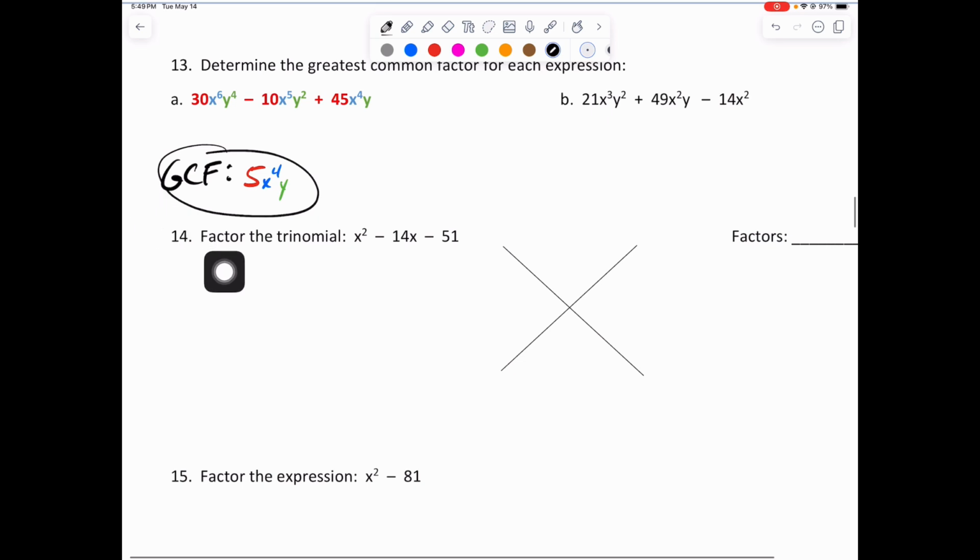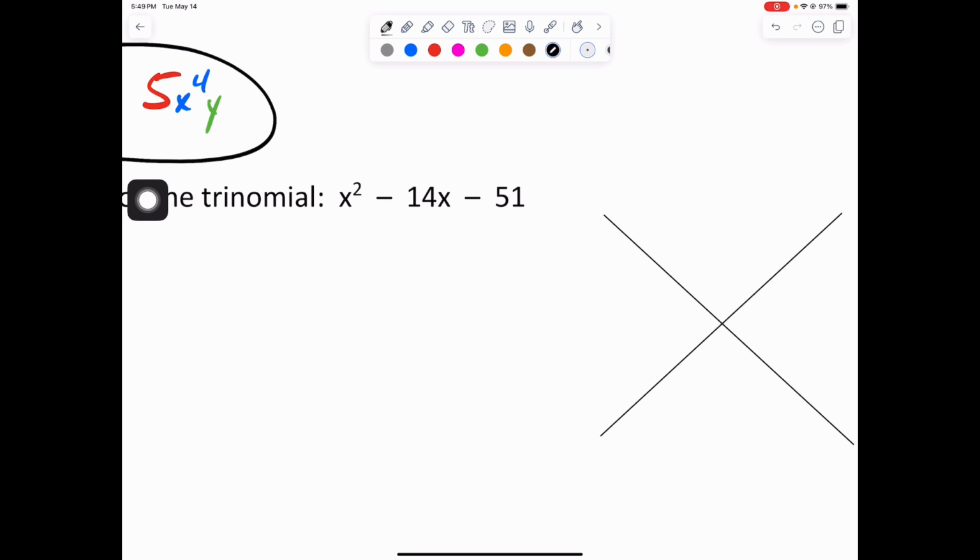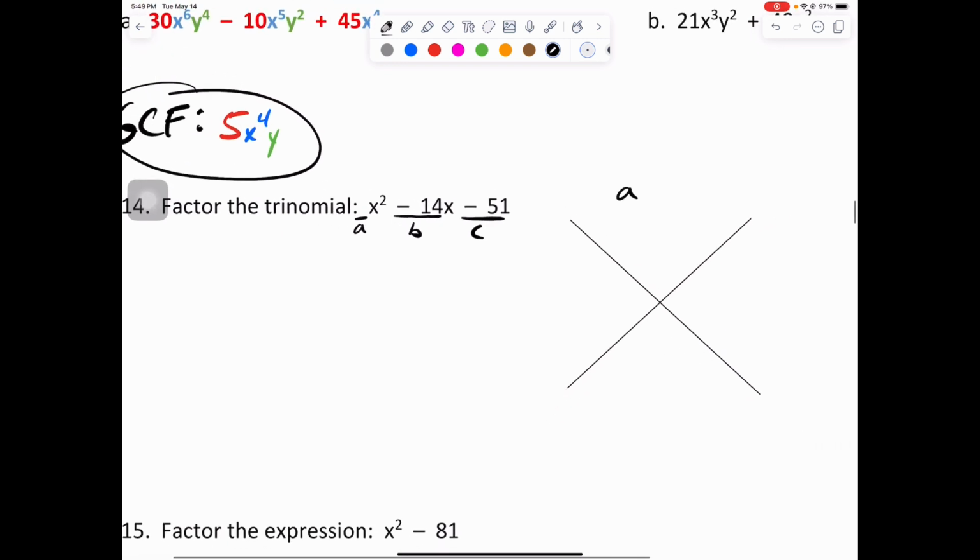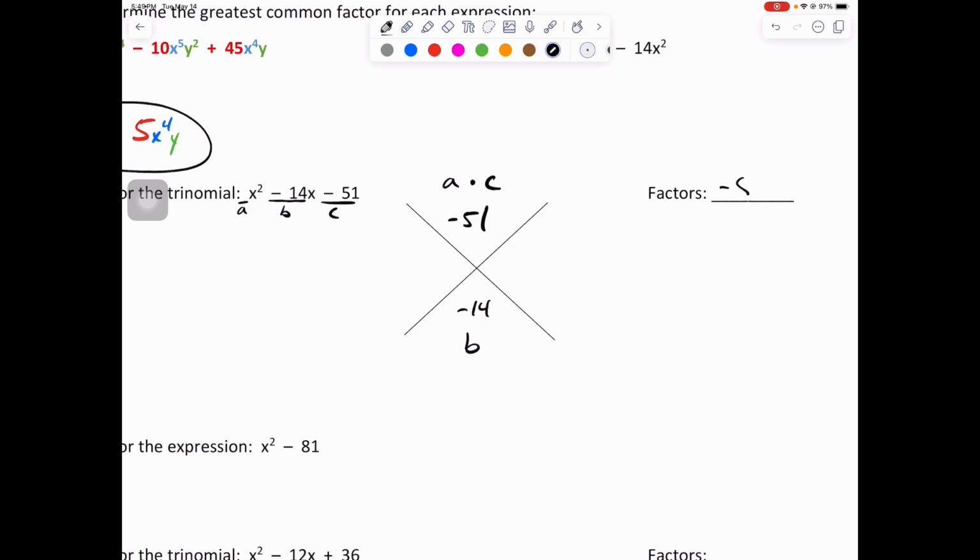And number 14, factor the trinomial, x squared minus 14x minus 51. All right, first thing we always like to do is label. All right, we're going to go back to black and white. We have A, we have B, we have C. Up top in our x factor, A times C, 1 times negative 51 is negative 51. Our B value is negative 14. All right, our factors we need of negative 51. So when A times C is negative, our B value is also negative. The greatest of the two factors that you will select from needs to be negative.